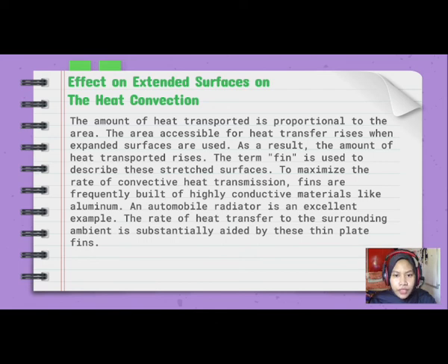The term fin is used to describe these stretched surfaces. To maximize the rate of convective heat transmission, fins are frequently built of highly conductive material like aluminium. An automobile radiator is an excellent example. The rate of heat transfer to the surrounding ambient is substantially aided by these thin plate fins.